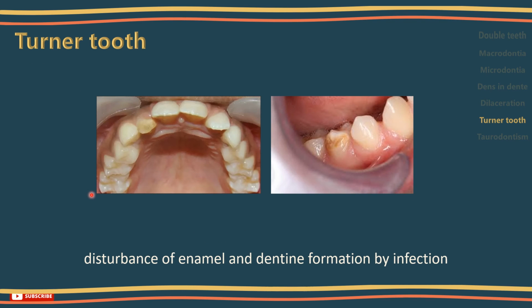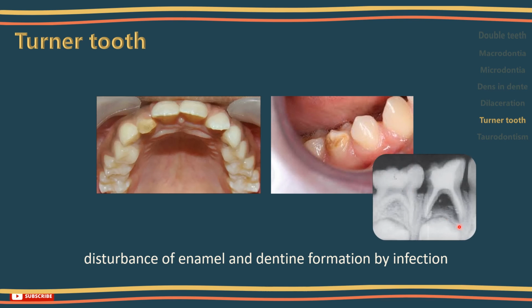Number 6. Turner tooth. This term is used to describe the effect of disturbance of enamel and dentine formation by infection from an overlying primary tooth, which therefore usually affects premolar teeth, since the E's and the D's are vulnerable to infection. The treatment is the same as for hypoplasia.